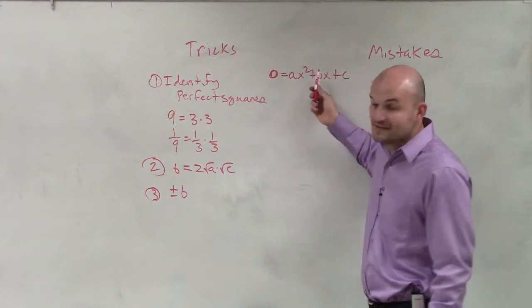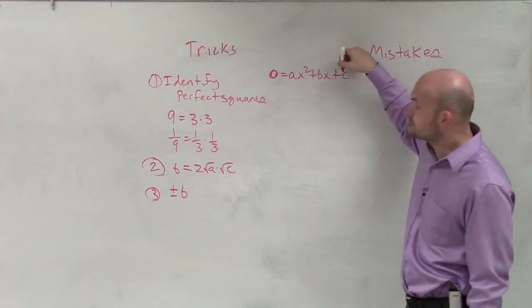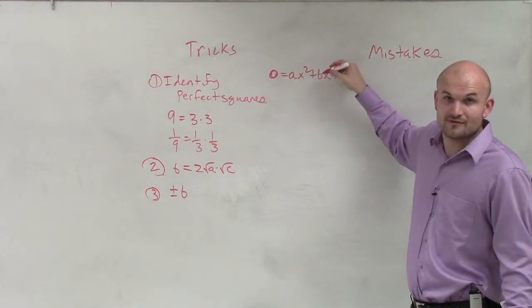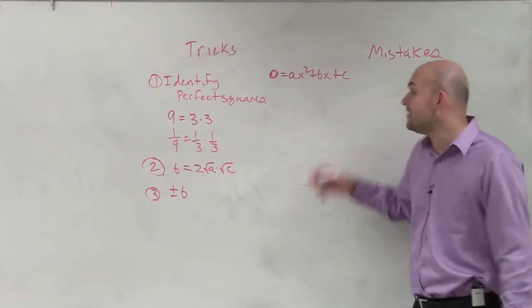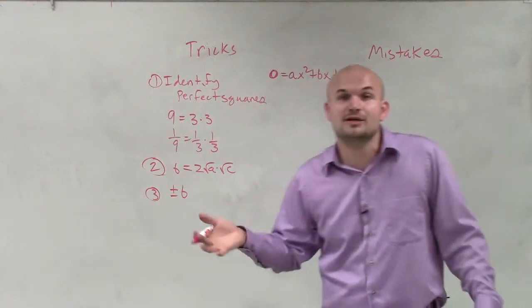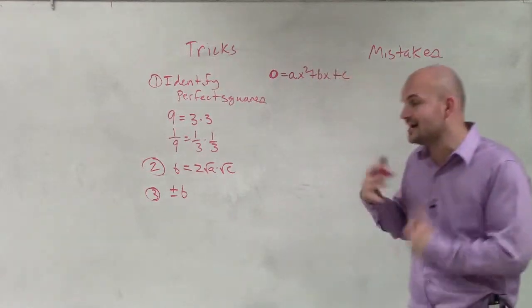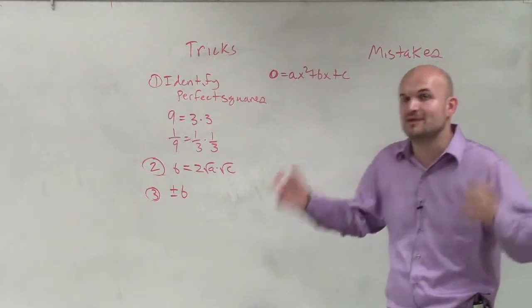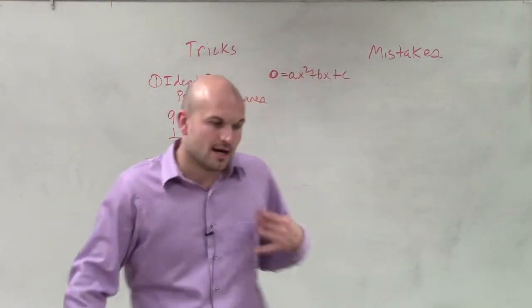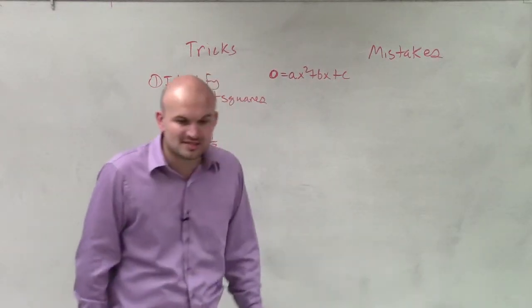So remember, if b is positive, that means your two factors for c are going to be positive. And if b is negative, then the two factors for c are going to be negative. So it's very important to understand that and look at it once you've been able to identify that.